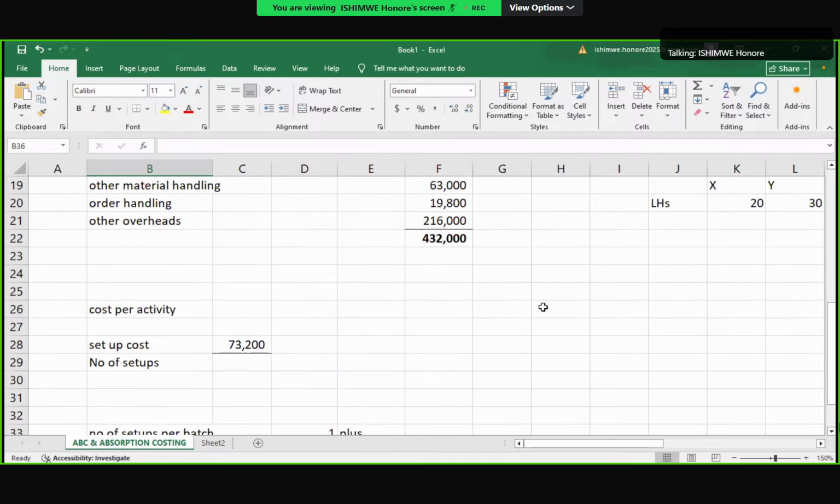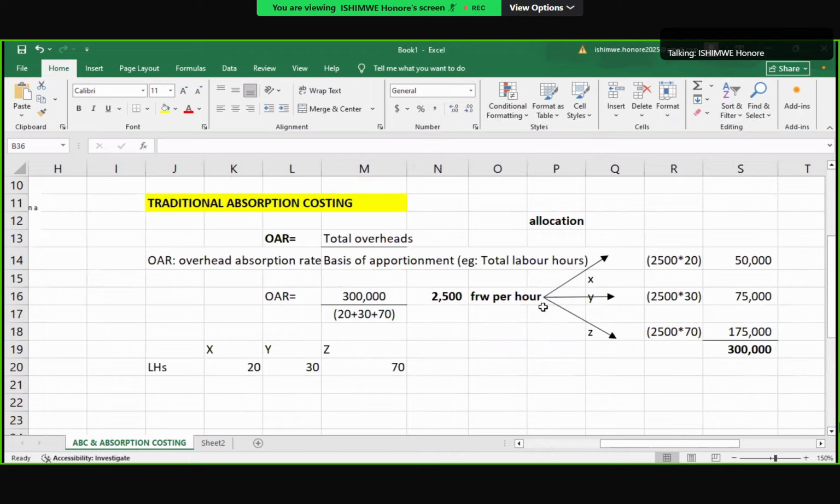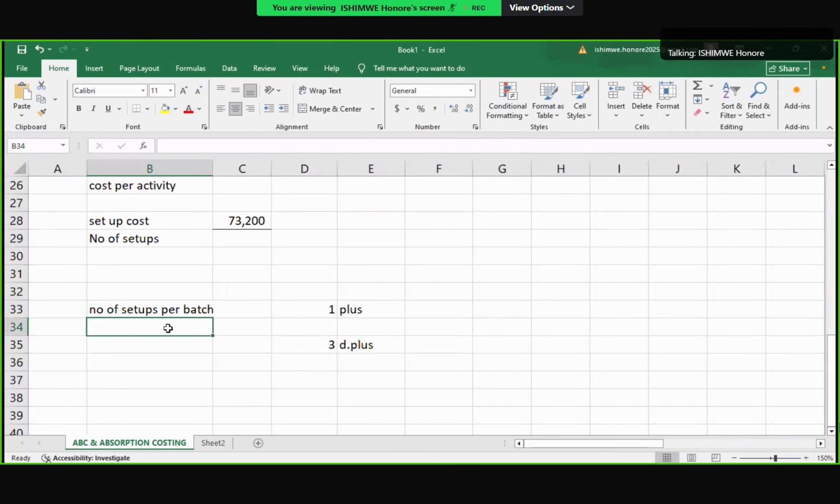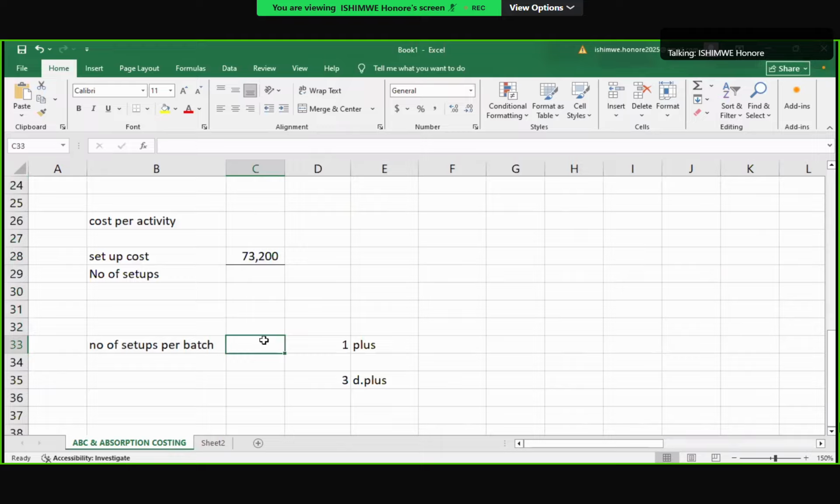Remember what I said here, that you need to interpret the information. This was the money, this was the hours, so this was the money per hour, which means you divide one thing by another, money over hours. So it is in per. Which means if it is number of setups per batch, for computation they take number of setups, then divide by number of batch.